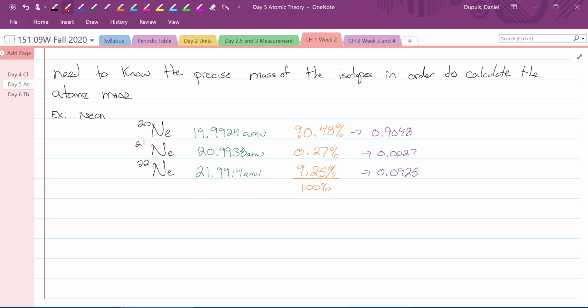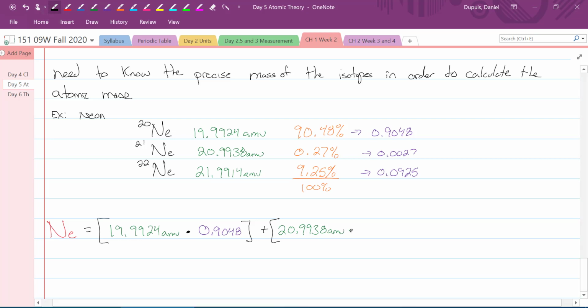So mass times percent. Neon itself will equal the mass times its percent, plus mass times percent. So 19.9924 AMU multiplied by 0.9048, plus 20.9938 AMU multiplied by 0.0027, plus 21.9914 AMU multiplied by 0.0925.